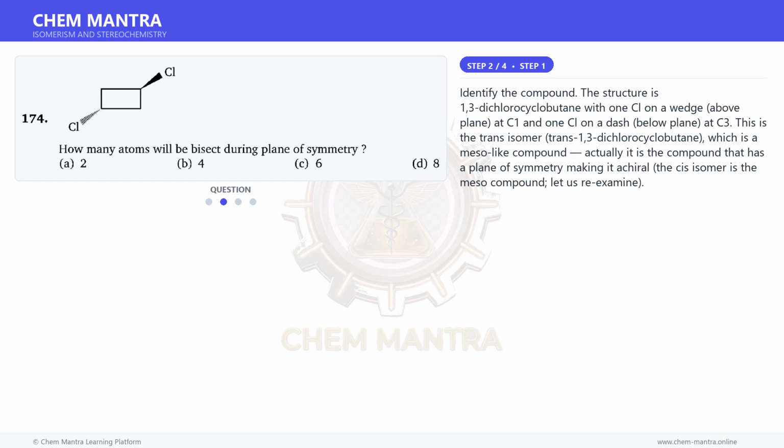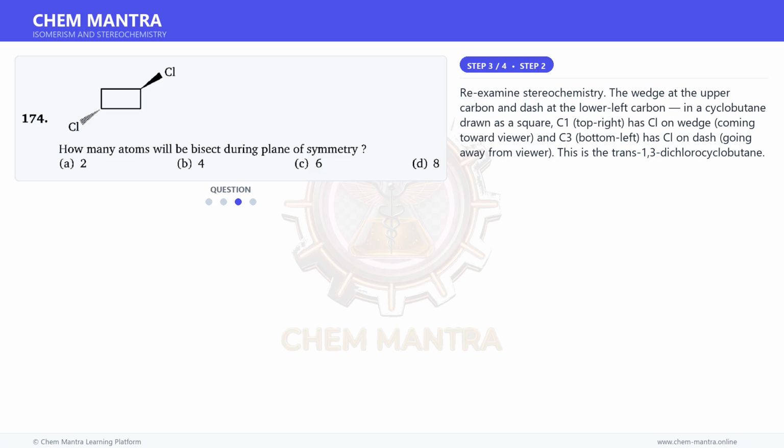Identify the compound. The structure is 1,3-dichlorocyclobutane with one Cl on a wedge, above the plane, at C1 and one Cl on a dash, below the plane, at C3. This is the trans isomer, trans 1,3-dichlorocyclobutane, which is a meso compound. Actually, it is the compound that has a plane of symmetry, making it achiral. The cis isomer is the meso compound. Let us re-examine. Moving on to the next step.